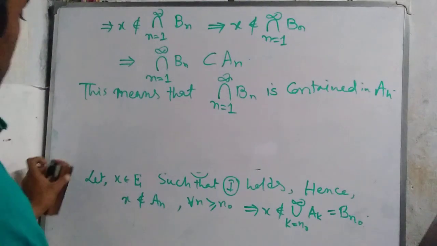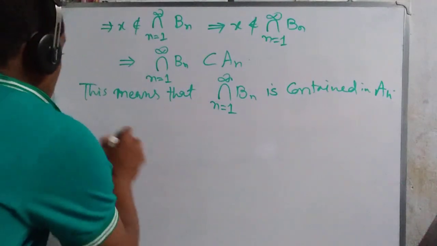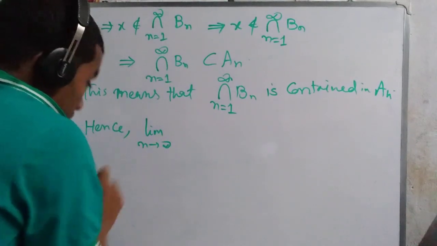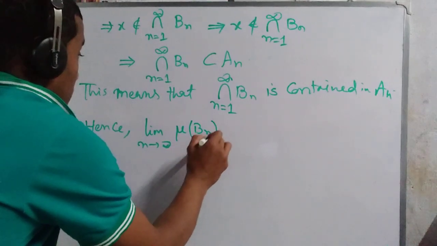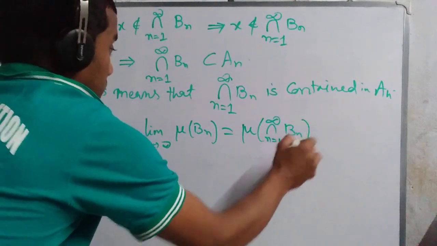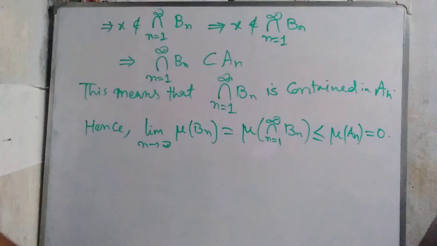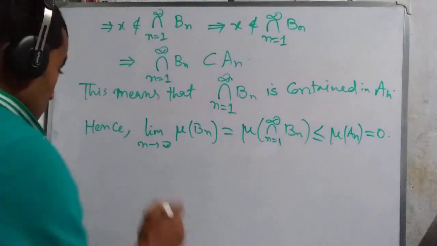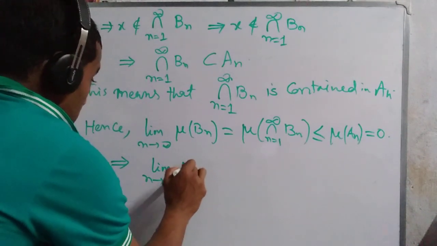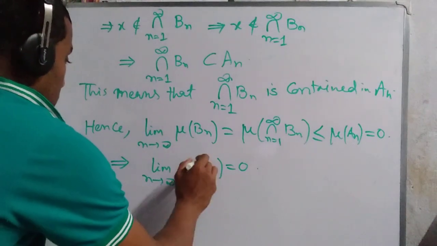Now we erase that portion. Hence the limit as n tends to infinity of mu of B_n equals mu of the intersection n equal to 1 to infinity B_n, less than or equal to mu of A_n, equal to 0. This implies that the limit as n tends to infinity of mu of B_n equals 0.